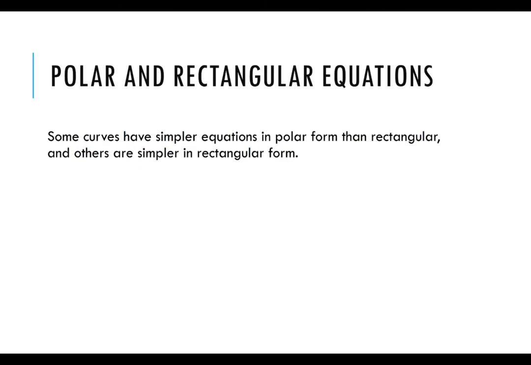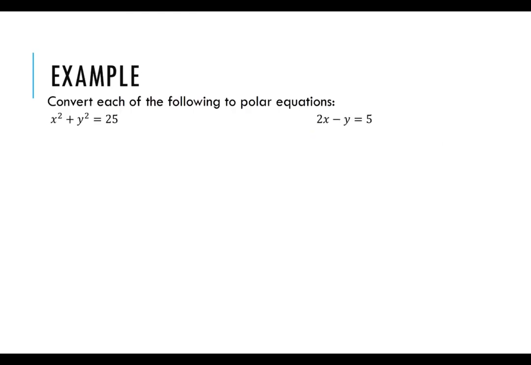Now furthermore, not only do we have a way to convert between coordinate points in the different graphing systems, but we also have the ability to convert our equations. And so the deal is that some curves are going to be much simpler to work with in polar form than rectangular. Essentially anything that has a nice rotational shape. Others are going to be simpler in rectangular form. So now we want to convert each of the following to polar equations.